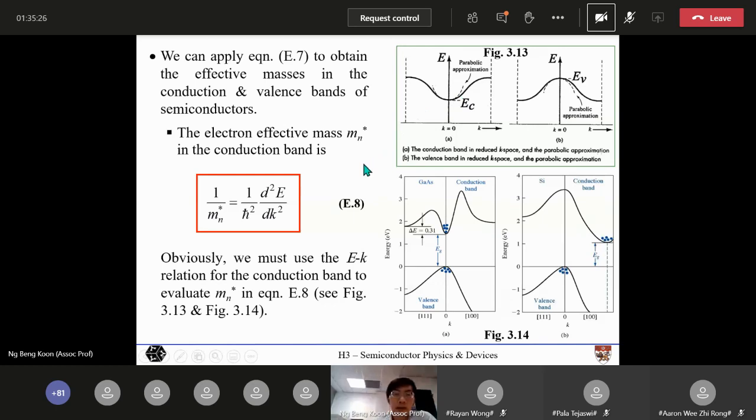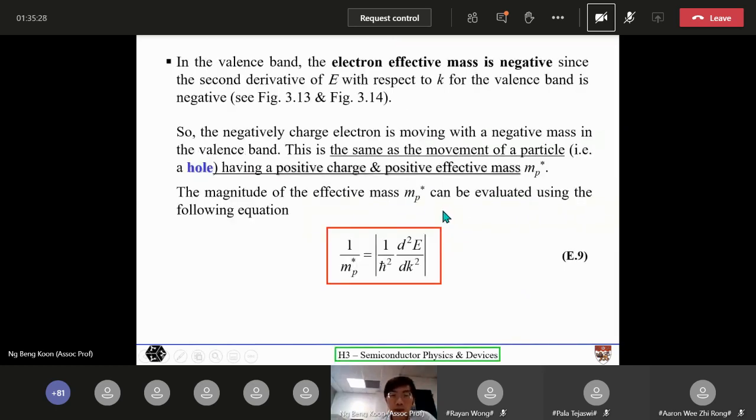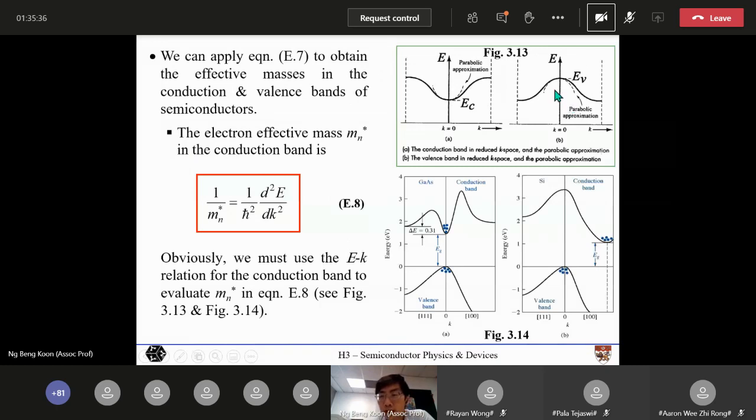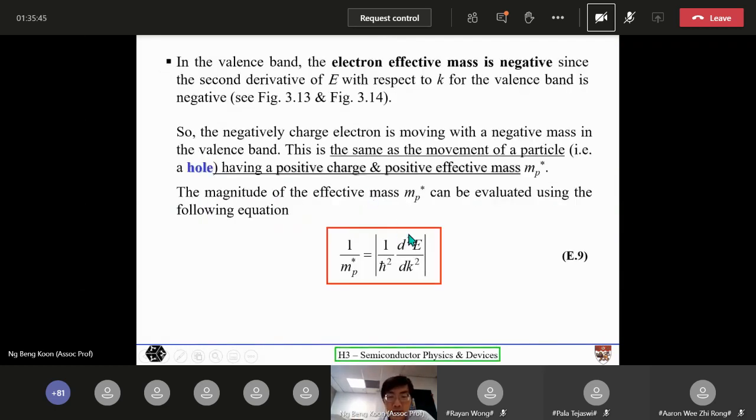Similarly for the case of holes, which carry a positive charge, the effective mass will be positive. If you apply this to the EK diagram and do a second derivative here, your value is negative. But if you apply it to a hole, it reverses the sign, and we get the positive quantity as the effective mass of holes.